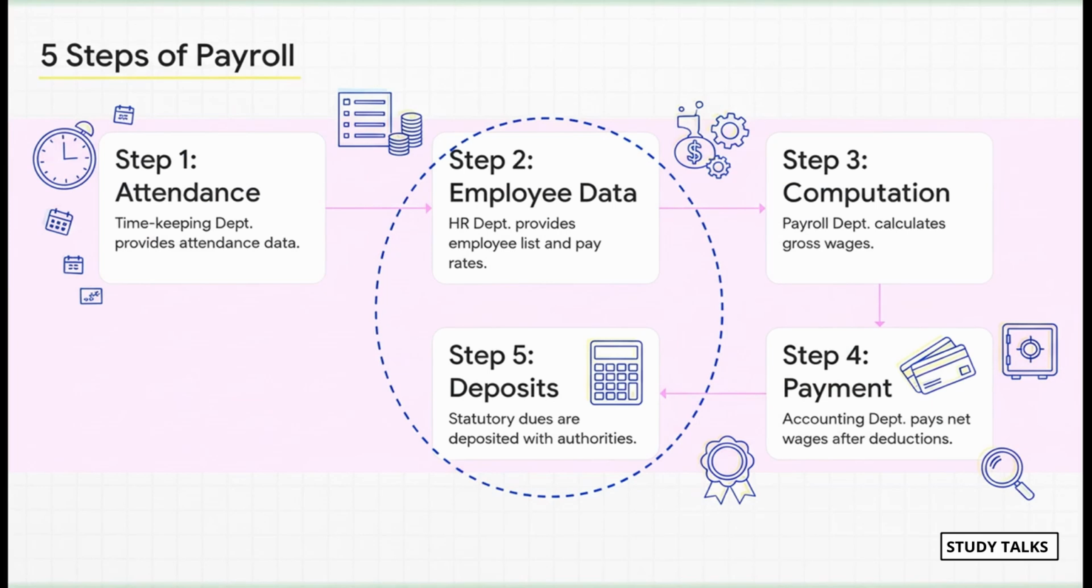Let's break that race down. Step 1, timekeeping tracks who showed up and for how long. Step 2, HR provides the master list of who works there and what their pay rate is. Step 3, the number crunchers in payroll take that data and calculate the gross pay. Step 4, accounts steps in, handles all the deductions, and pays out the net amount. And Step 5, which is super important, they make sure all the statutory money, both the employees' and employers' share, gets paid to the government. It's a clean, logical, and auditable trail.